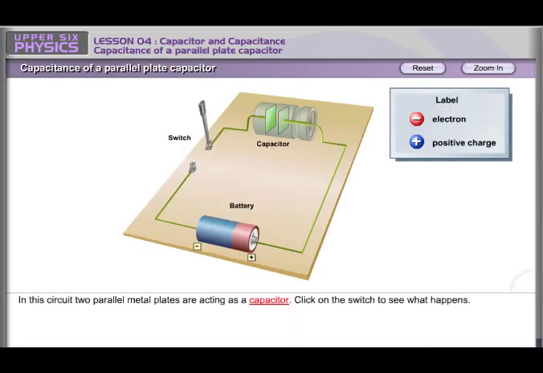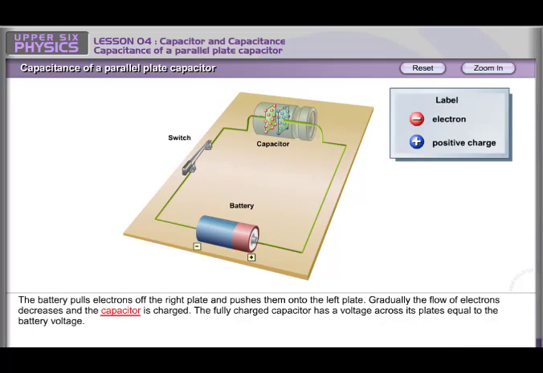In this circuit, two parallel metal plates are acting as a capacitor. Click on the switch to see what happens. The battery pulls electrons off the right plate and pushes them onto the left plate. Gradually, the flow of electrons decreases and the capacitor is charged. The fully charged capacitor has a voltage across its plates equal to the battery voltage.